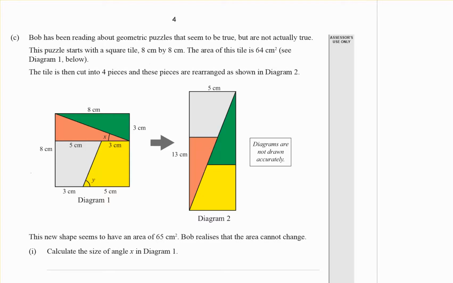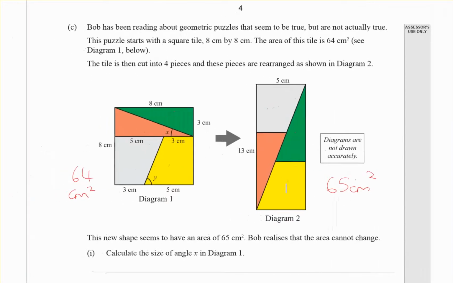Area of the first one we're told is 64 centimetres squared. You could pause and read the question properly or try it by yourself first. Pieces are rearranged. The new shape seems to have an area of 65 centimetres squared, and yet it's the same pieces with the same areas of each piece, one assumes. So that's a bit puzzling why the area of this square is 64 centimetres squared and the same pieces rearranged have a bigger area. So we'll see what happens with that. Like I said, you can try this problem by yourself.